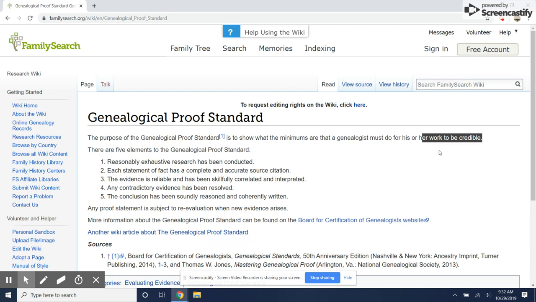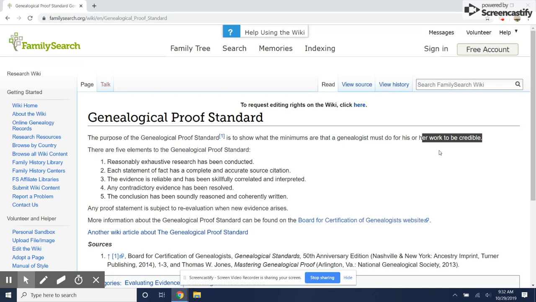Number 3, the evidence is reliable and has been skillfully correlated and interpreted. So interpreted, sometimes sources are in other languages. So a person that is able to speak or read that language would be able to interpret the information on that document.